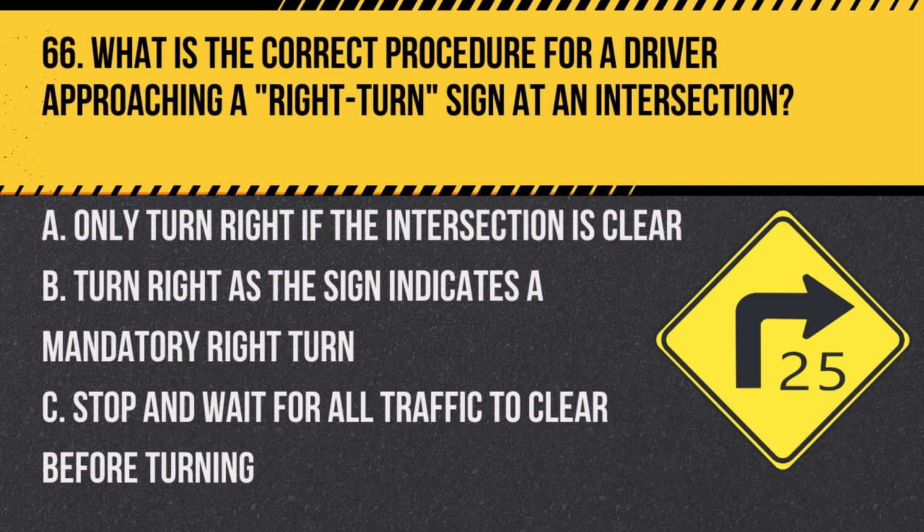Question 66. What is the correct procedure for a driver approaching a right turn sign at an intersection? A. Only turn right if the intersection is clear. B. Turn right as the sign indicates a mandatory right turn. C. Stop and wait for all traffic to clear before turning. Answer: B. Turn right as the sign indicates a mandatory right turn. Drivers should follow the direction of the traffic sign.